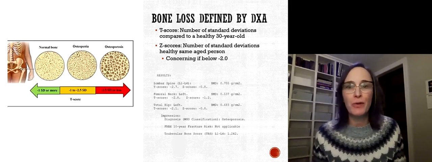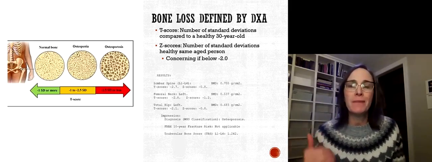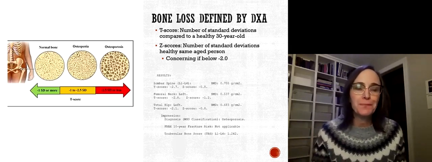So if it's under 50, you don't interpret the T-score. If the patient's under 50, you interpret a Z-score. T-scores are for 50 and older.